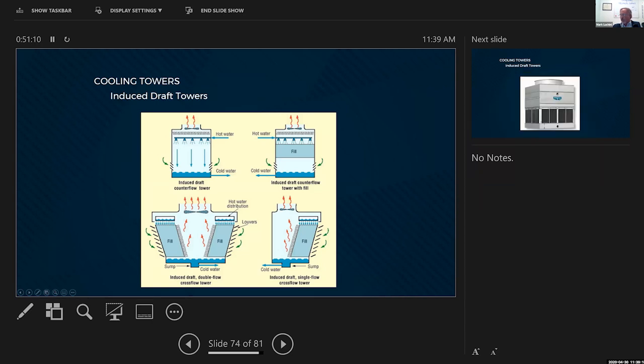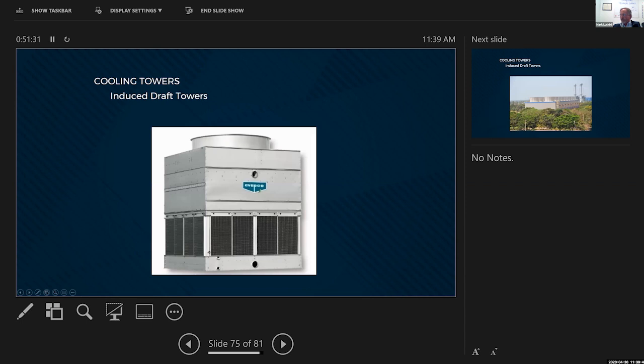Cross-flow towers are called cross-flow because the air crosses the water in a crossways motion. So the air comes in left to right here, and the water is coming down. Single-sided, double-sided. Pretty simple. Very simple machines, actually. And that's what an induced draft tower might look like in real life.